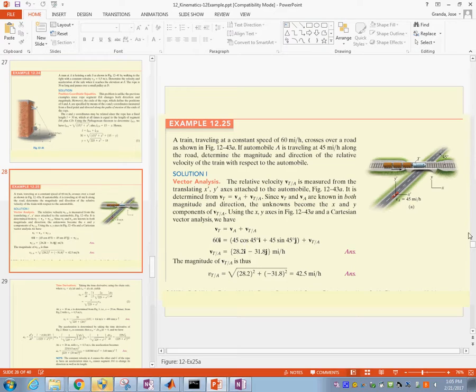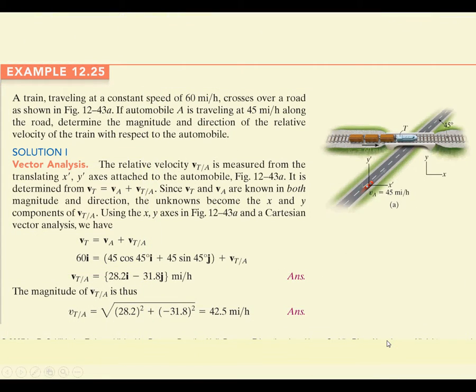Here's an example of this kind of motion in here. A train is traveling at a constant speed of 60 miles per hour. Like I say, this could be vehicles also. It crosses over a road, as shown in figure 1245. It says if an automobile A is traveling at 45 miles an hour along the road, the question is to determine the magnitude and direction of the relative velocity of the train with respect to the automobile.